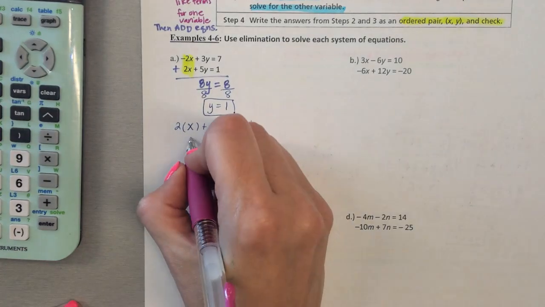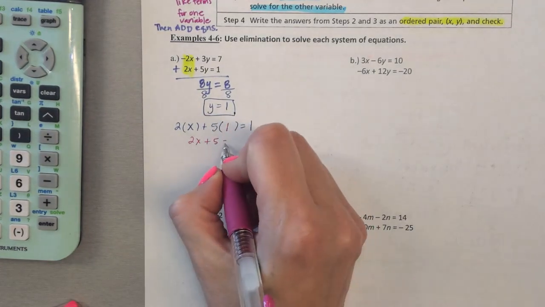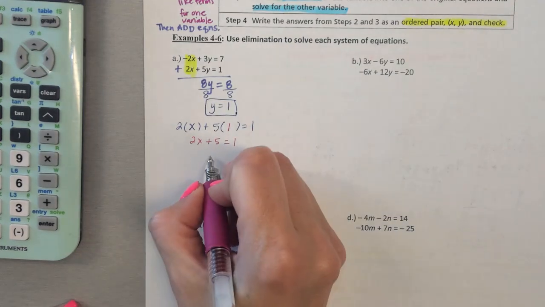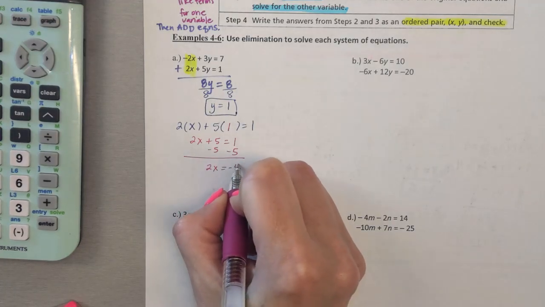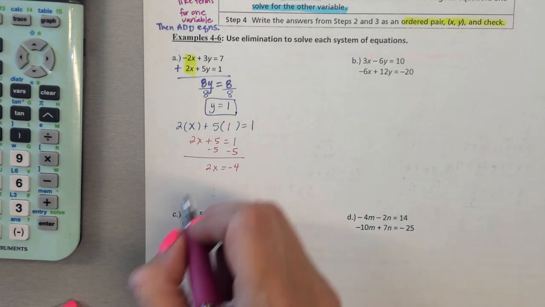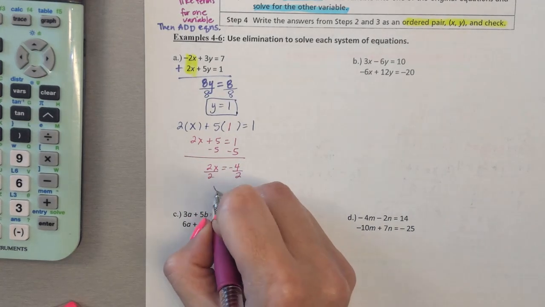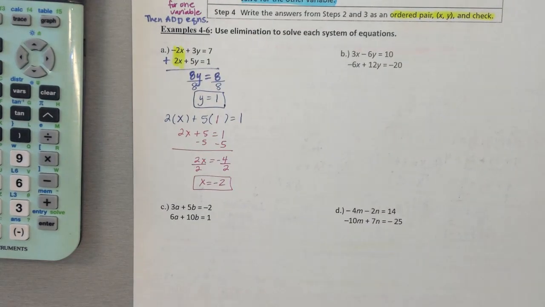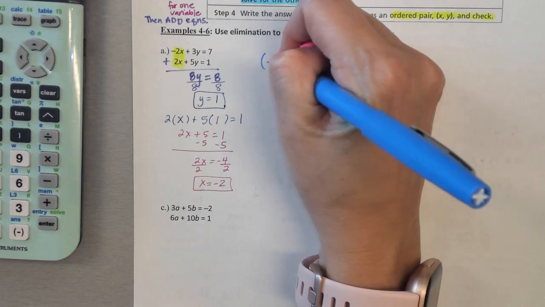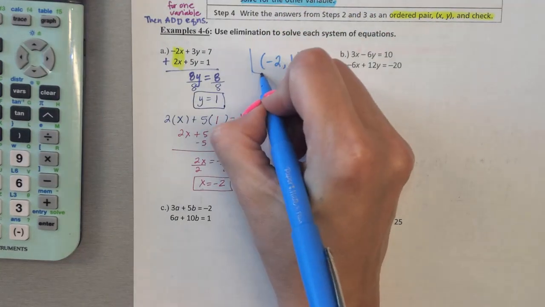We're going to plug that in for y. So I have 2x plus y, 2x plus 5 equals 1. And then we're going to solve this for x. All right, and then once you find your x and your y, you are going to write these as a coordinate. So all of your answers are going to be a coordinate point. Okay, so negative 2, 1. That's going to be your final answer.